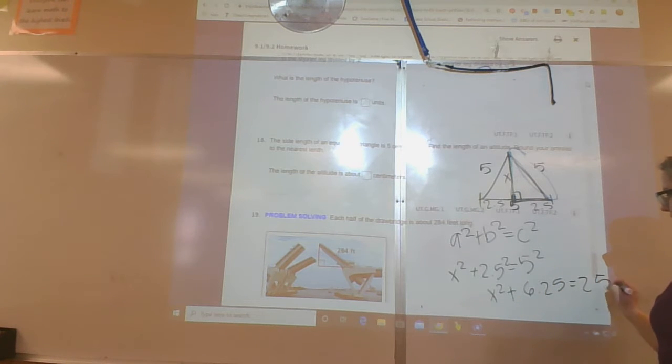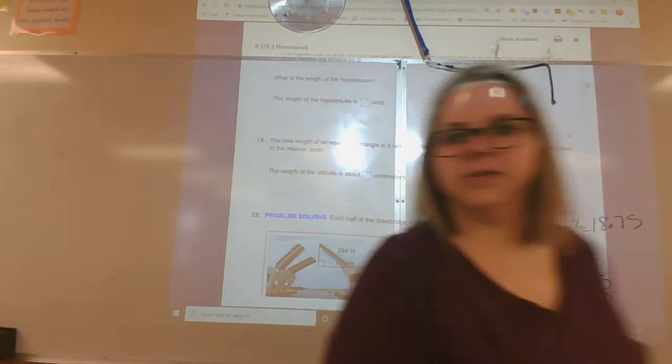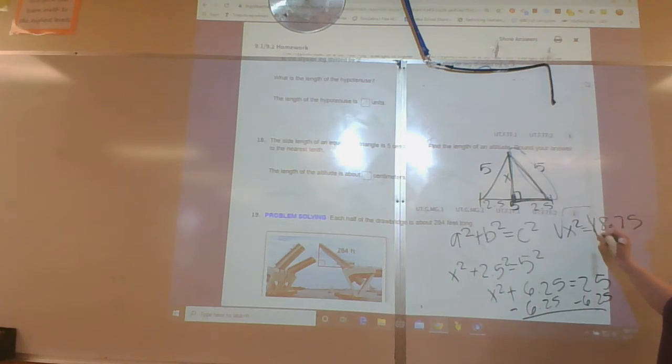Equals 25. I want to get x squared alone, so minus 6.25 on each side. I get, I'm going to write it right here, x squared equals 25 minus 6.25. I get 18.75. Okay, now I have to take the square root. Let me make sure you can see that okay. Yep. To get rid of my x squared, I have to square root it.